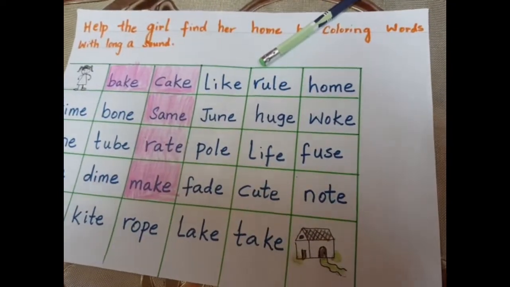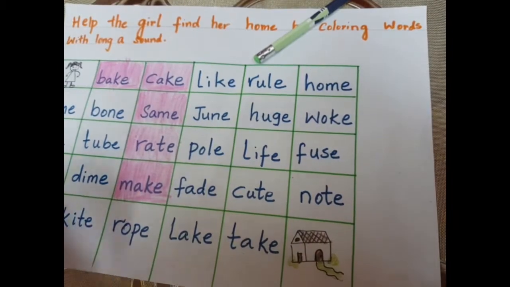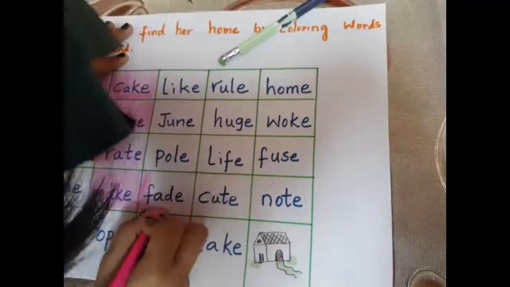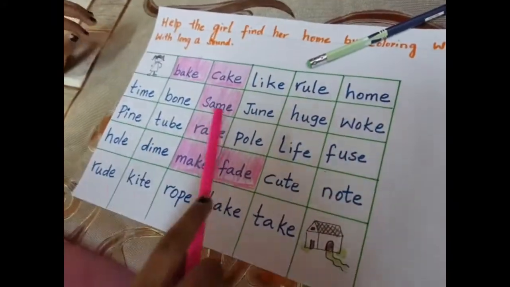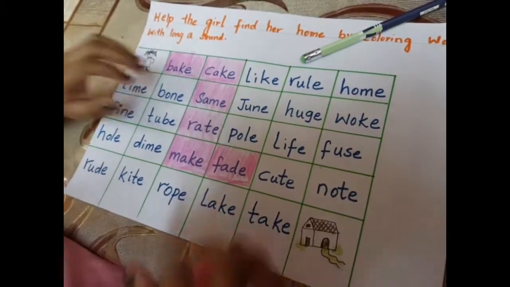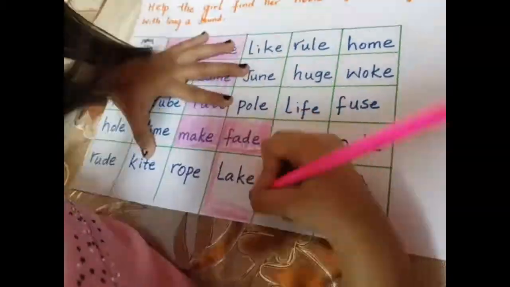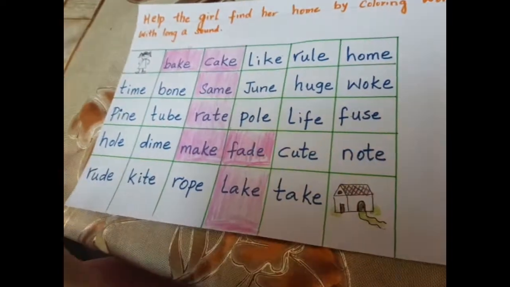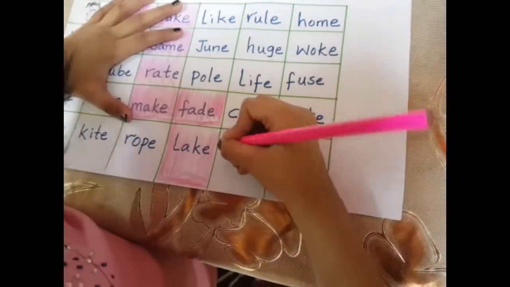Next, where is the long A sound word? Here. Yeah, very good. So, what is FADE? Fade. Very good. Yes. Yeah, that's great. Here. Yes, what is LAKE? Lake. That's good. Is this a long A sound word? Here. Yes, what is TAKE? Take. Very good.